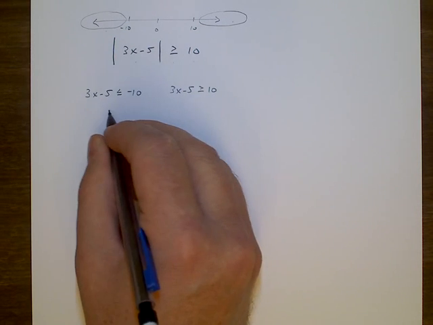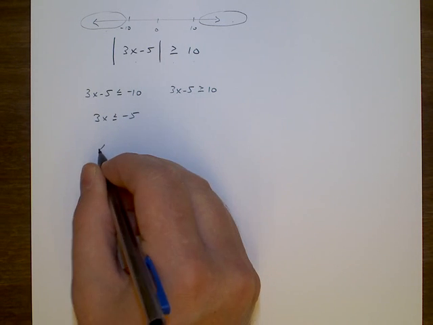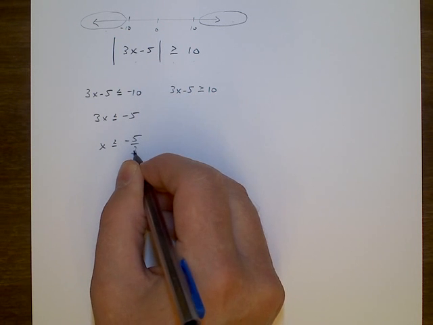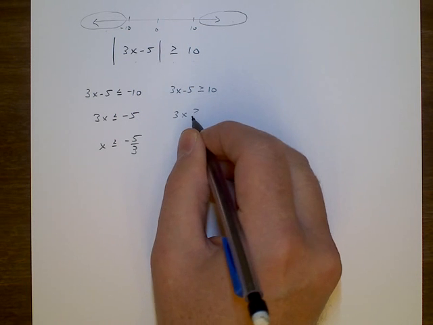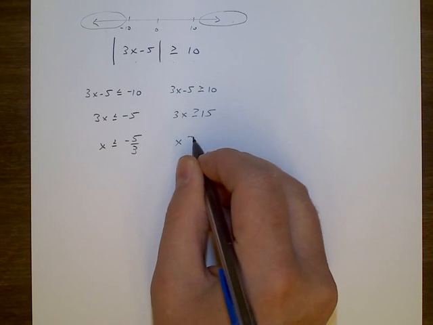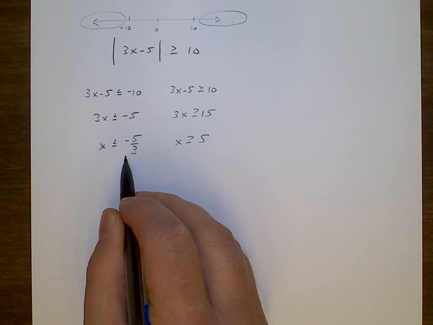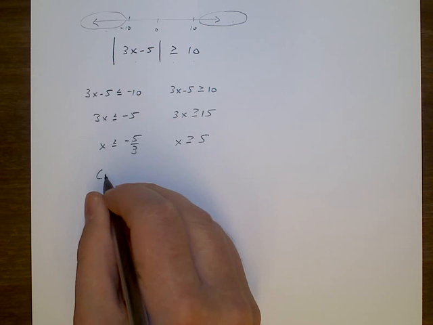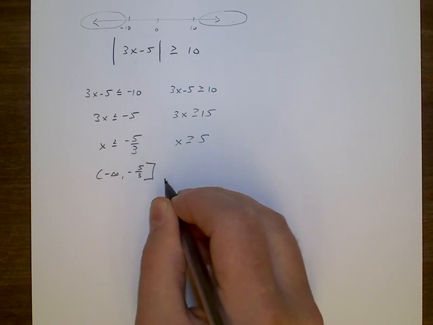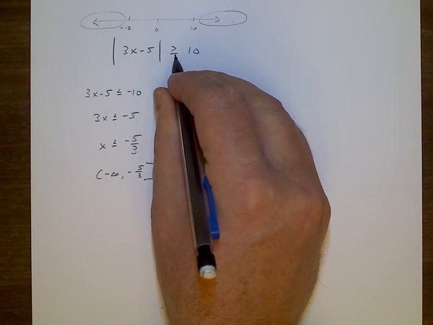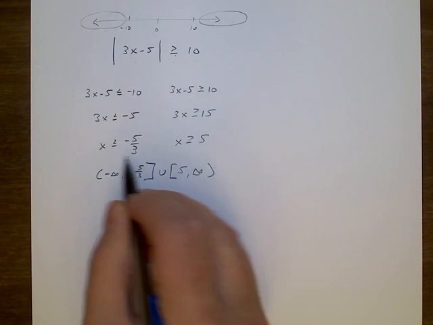Once we get these, we just want to solve them for x. We get 3x is less than or equal to negative 5. X is less than or equal to negative 5/3. That's one area of our solution. Add 5 to both sides. 3x is greater than or equal to 15, or x is greater than or equal to 5. So in interval notation, stuff less than negative 5/3, that's going to be negative infinity to negative 5/3, inclusive of negative 5/3, because we want the stuff that makes it equal, union, inclusive 5 to infinity.